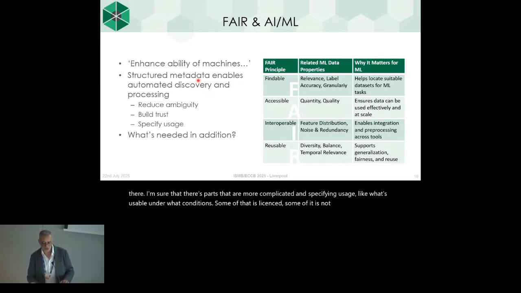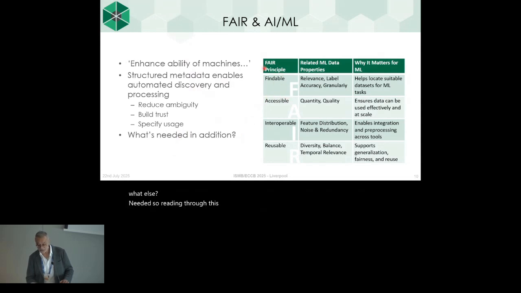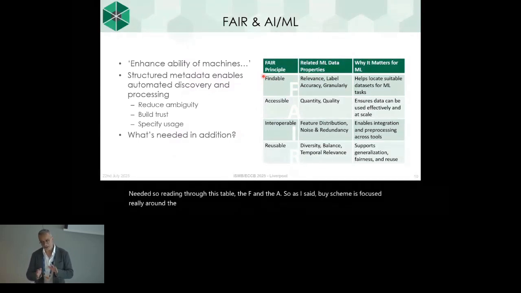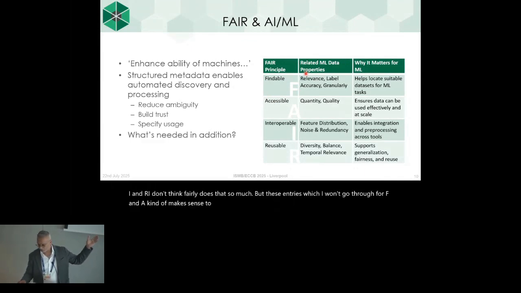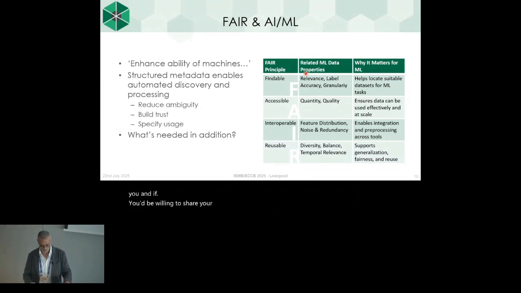So my question here is, what else is needed? So reading through this table, the F and the A, as I said, Bioschemas is focused really around the findability. The accessibility, not quite as much, and then wavering out on the I and R. I don't think FAIR really does that so much. But these entries, which I won't go through, for F and A, kind of make sense to me, and I'd be interested to know if the I and R make sense to you, and if you'd be willing to share your knowledge with me on those.